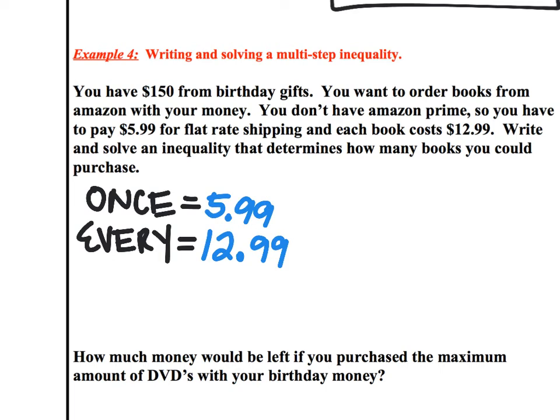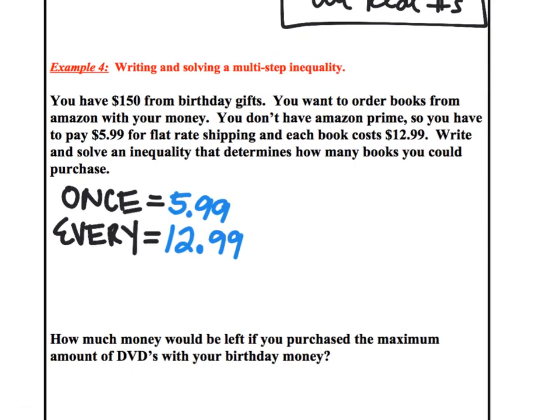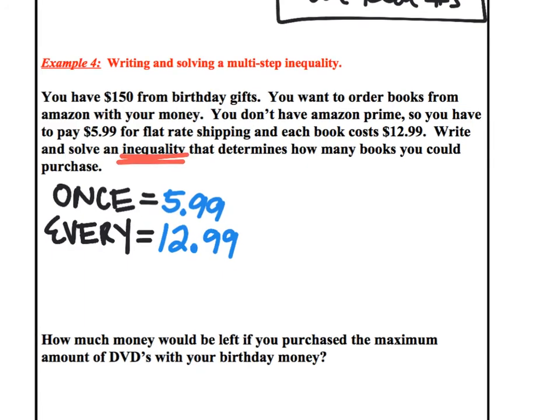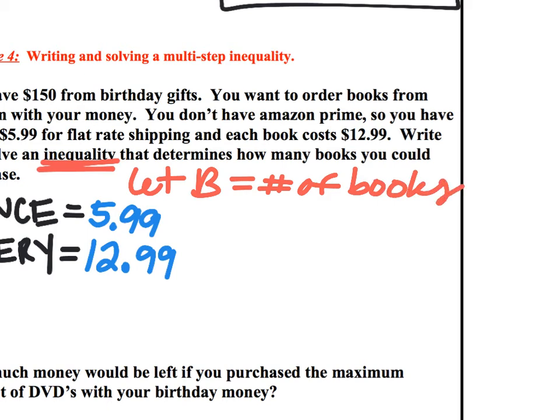So we are going to write our equation, no, our inequality now. It says write and solve an inequality. You have $150 in birthday money. So $12.99. What do we want to use for our variable? My other class said x, and I thought that was so boring. Let b be equal to the number of books. Define your variable. If I ask you to define your variable, that is what I mean.